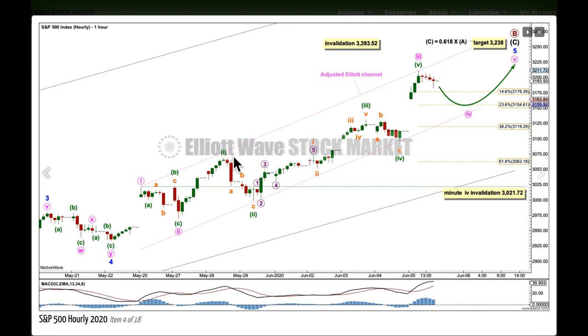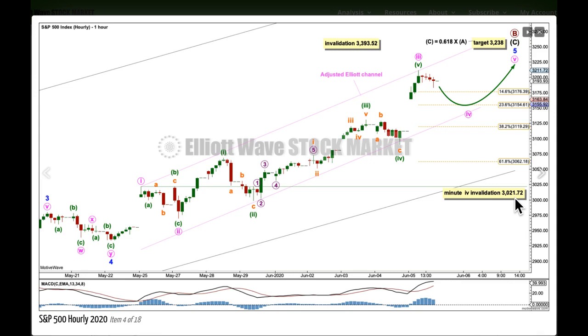Draw a channel around this from 1 to 3 with a copy not on 2, but pull it lower to contain all of this movement, so it's not quite an Elliott channel, it's adjusted, and now it contains all of this possible fifth wave. Look for the fourth wave, if it's deep and time consuming, to find support about the lower edge.